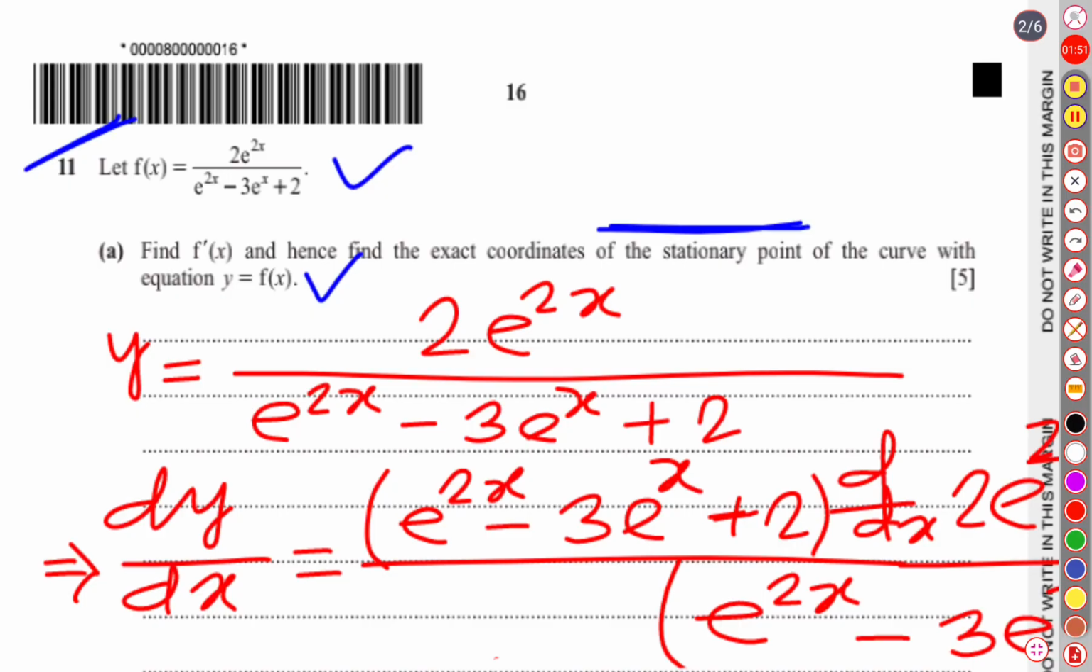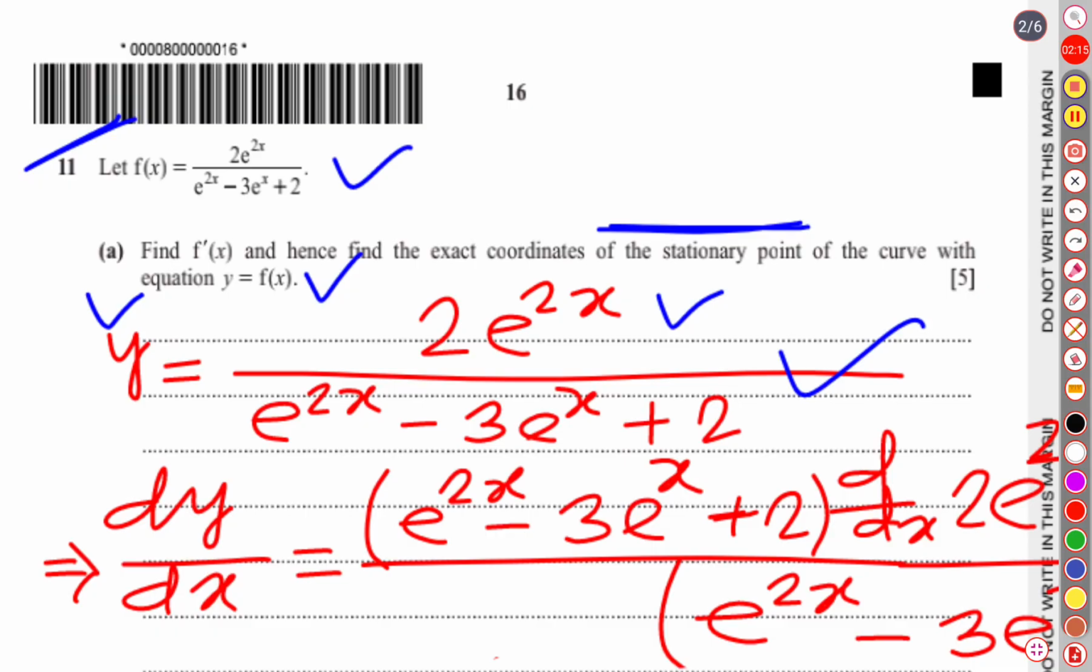So let's write the question I have written here. y is equal to 2e^(2x) over e^(2x) minus 3e^x plus 2. This is what the question is. Then we have written the derivative, d over dx of y equal to. How to write this? There are two functions. One is the numerator, the other one is the denominator.